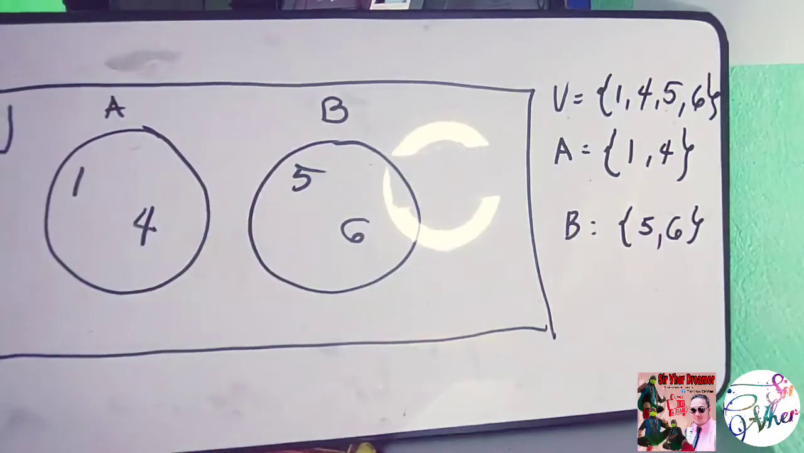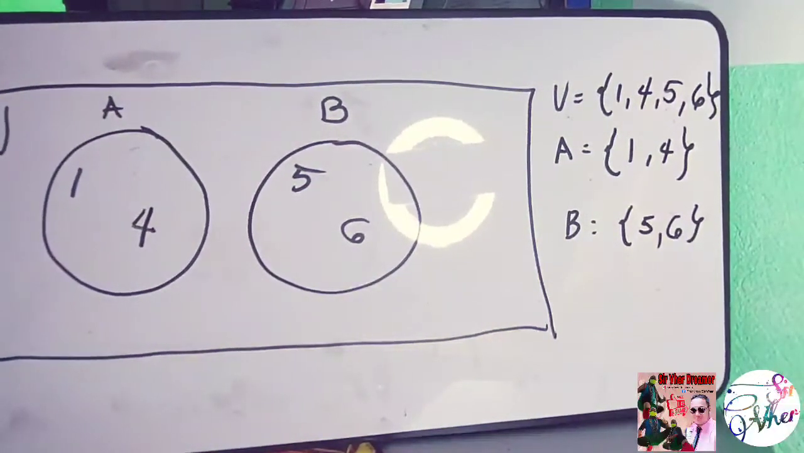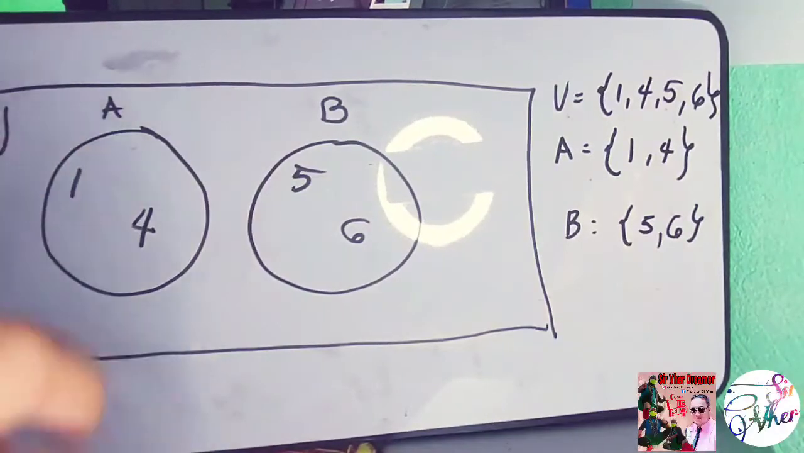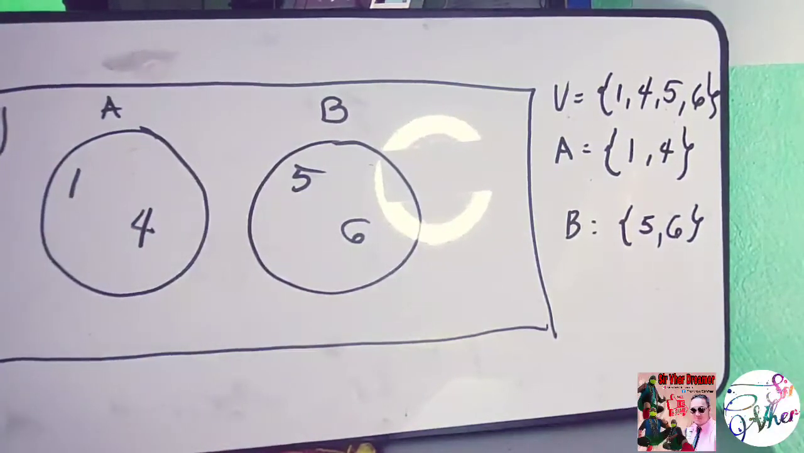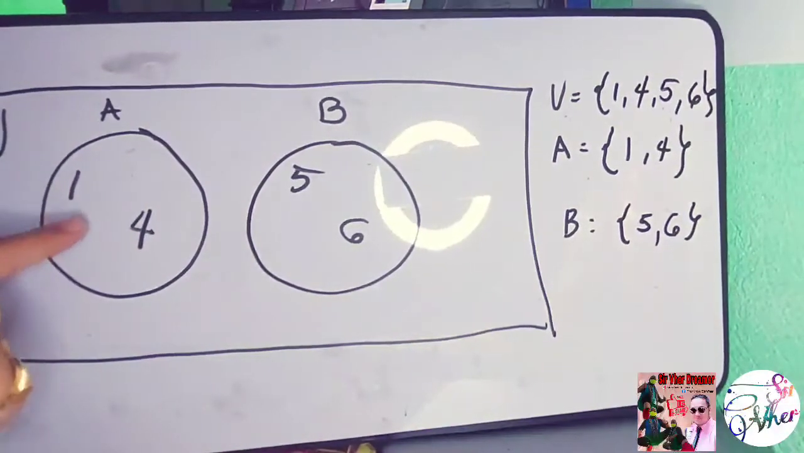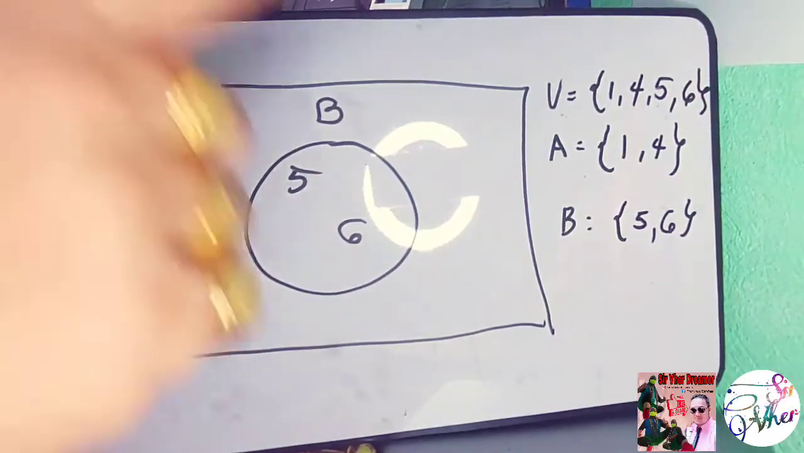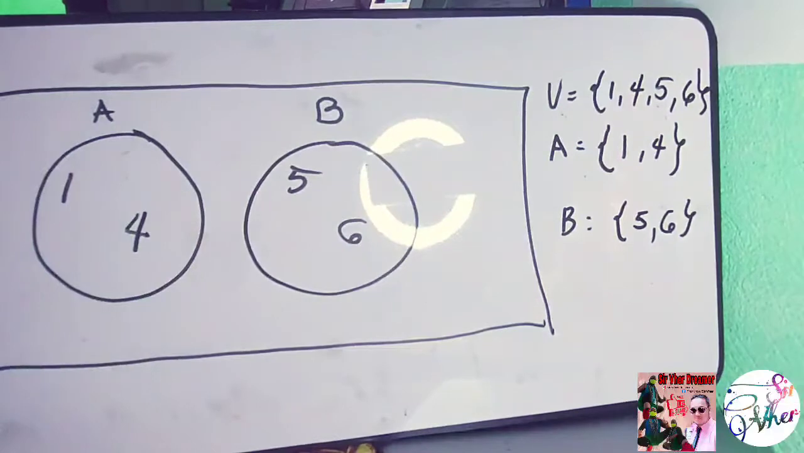From the definition, let us recall that the universal set consists of the elements in the discussion. These are the elements in the discussion. What are the elements? 1, 4, 5, and 6. But we also have set A and set B. Did you get it? So that is the universal set.